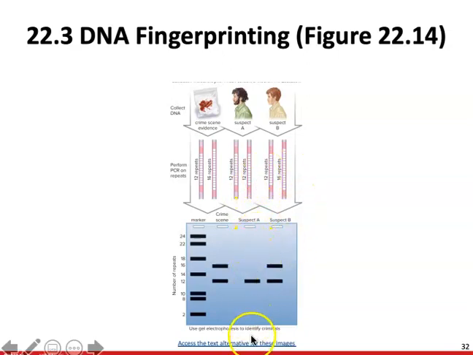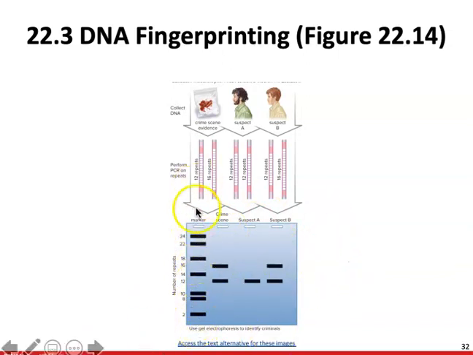So when this banding pattern separates out, we're going to see that the DNA collected from suspect A has one band right around the 12 repeat mark. Suspect B has a band right around the 16 repeat mark and the 12 repeat mark. The DNA collected at the crime scene has a band at the 16 mark and at the 12 mark. So which suspect matches the DNA that was picked up at the crime scene?